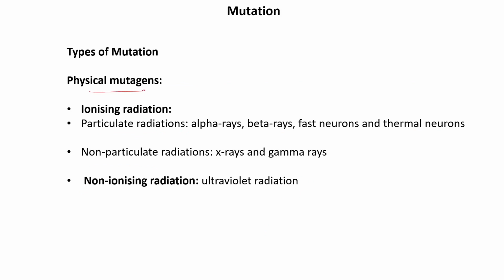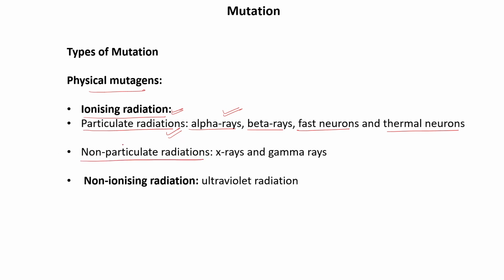Physical mutagen, ionizing radiation. So this physical mutagen can be in the form of radiation, and that creates ionizing, right? So particulate radiations, alpha rays, beta rays, fast neutrons and thermal neutrons. These are some of the particulate matter that causes radiations, and that induce mutation in the organism.